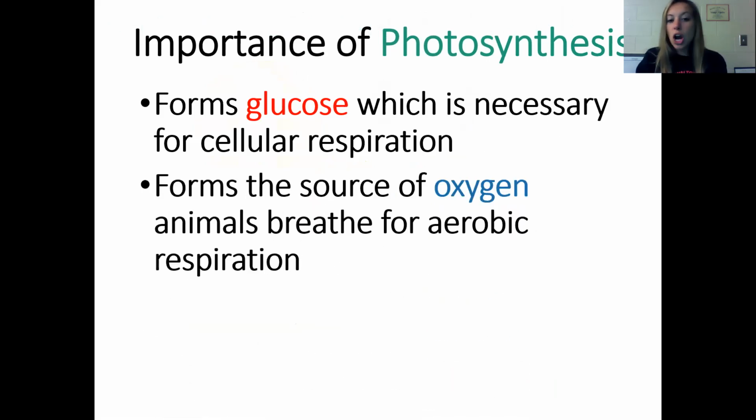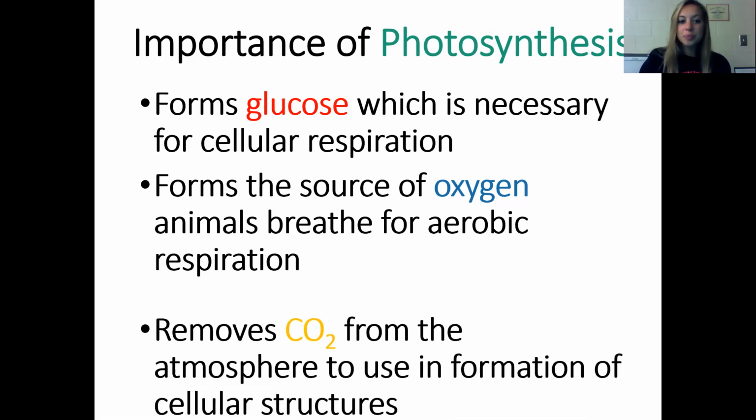It forms the source of oxygen. Animals breathe for aerobic respiration. So, you've always heard like animals, plants give us oxygen, and that is true. So they're creating the source of oxygen for us to breathe, for other animals to breathe. And obviously, aerobic respiration is that oxygen needing one. So it's going to be the one that actually uses oxygen. It's going to be way more efficient than anaerobic.